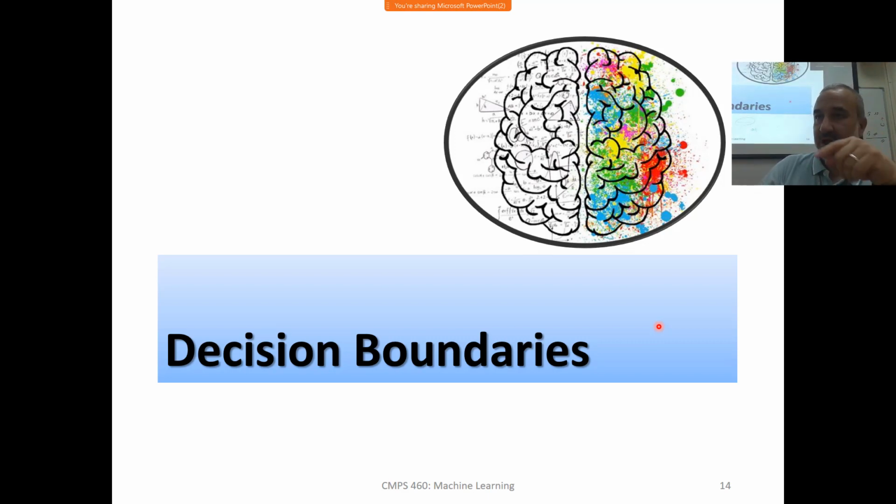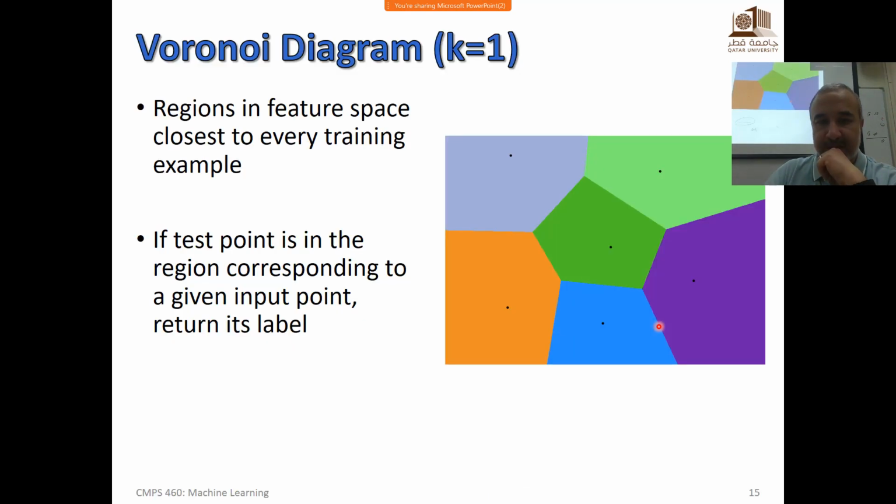Next, we need to discuss a new concept called decision boundary. We'll just give an introduction here today, and inshallah we will expand it next time. First, we will discuss what we call the Voronoi diagram. What do we mean by Voronoi diagram?